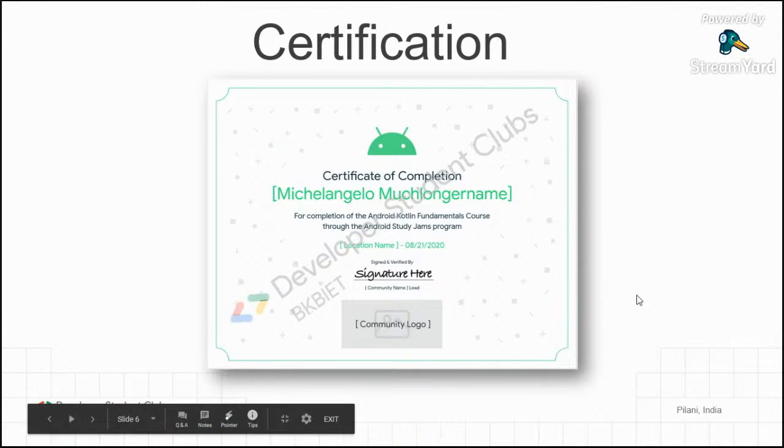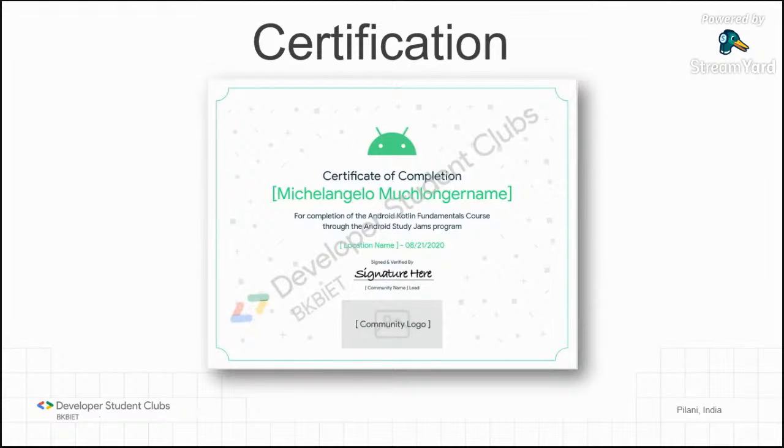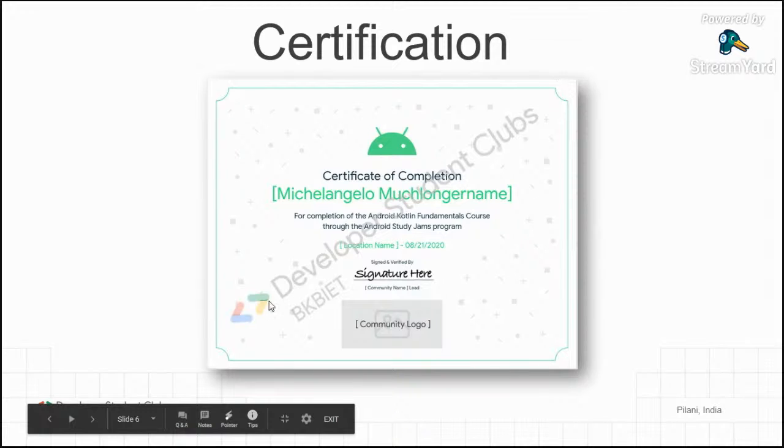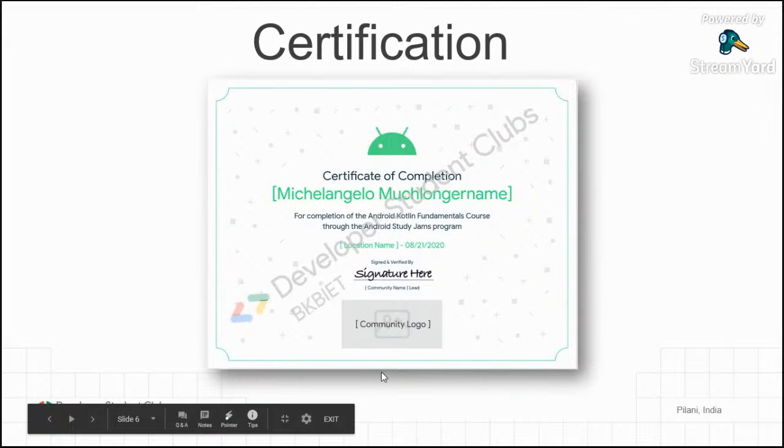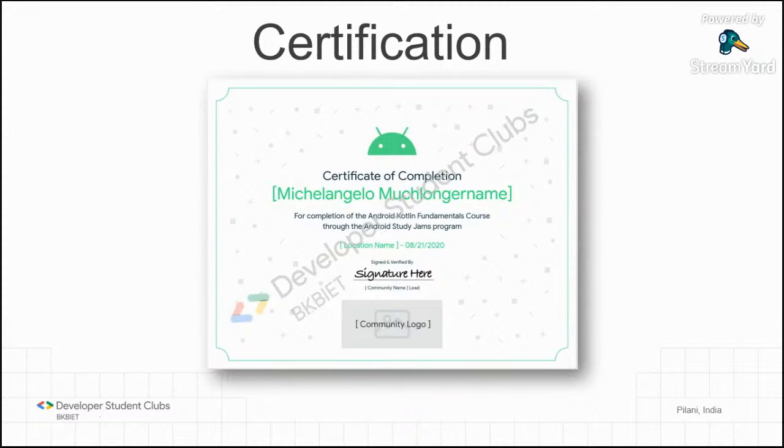After this event completes and you have done all those tracks, track one and track two, the new to programming and the prior programming experience, you will get a certificate like this. Plus, of course, without this DSCBKBIET watermark, you will be getting this certificate as a completion. And to get this certificate, we have a criteria. To get eligible, first you have to complete track two, that is the prior to programming track. That is the major thing.